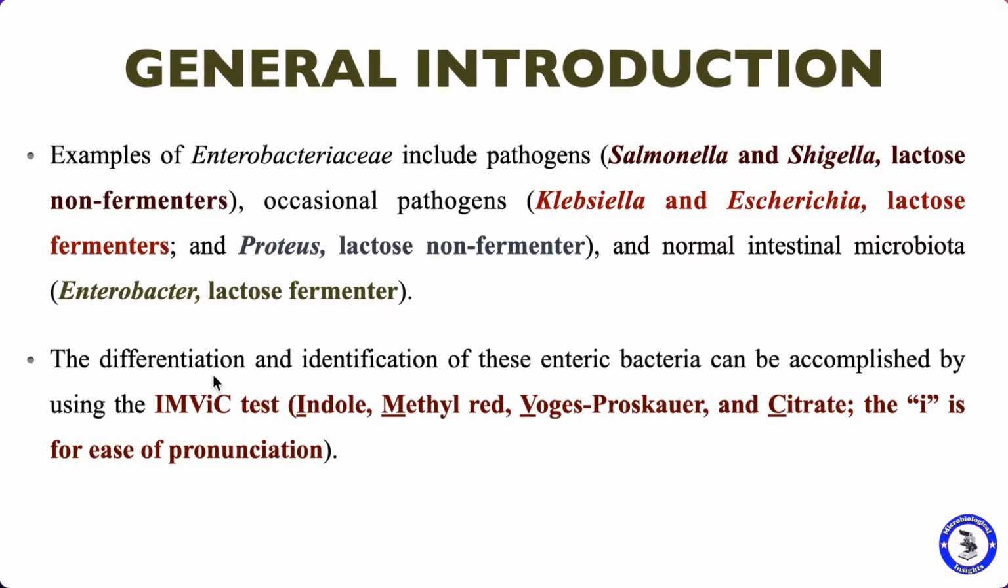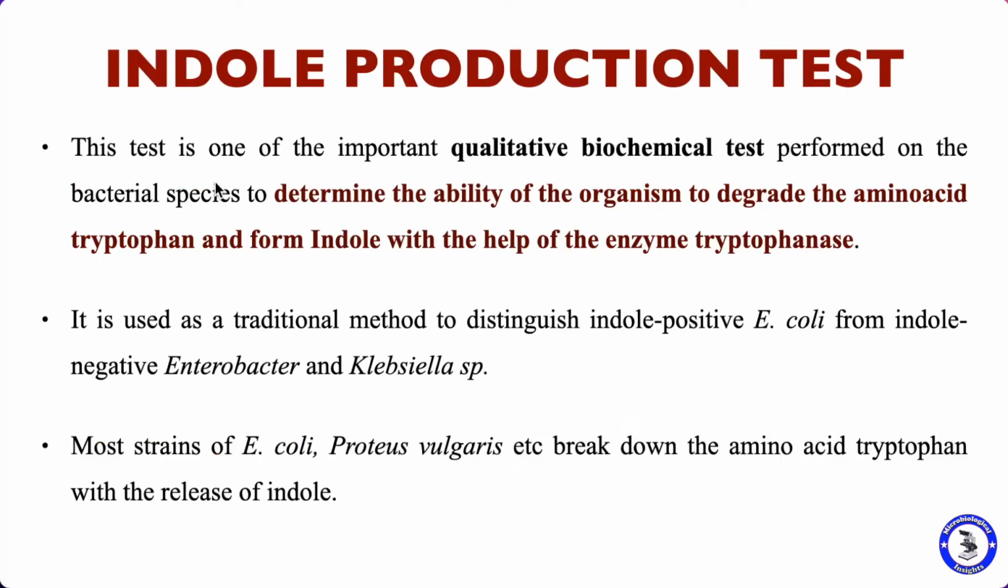The differentiation and identification of this enteric group of bacteria can be made possible by using these four tests, that is the IMViC test. Here the I stands for indole production test, M stands for methyl red test, V for Voges-Proskauer, and C for citrate utilization test. This indole production test is one of the important qualitative biochemical tests.